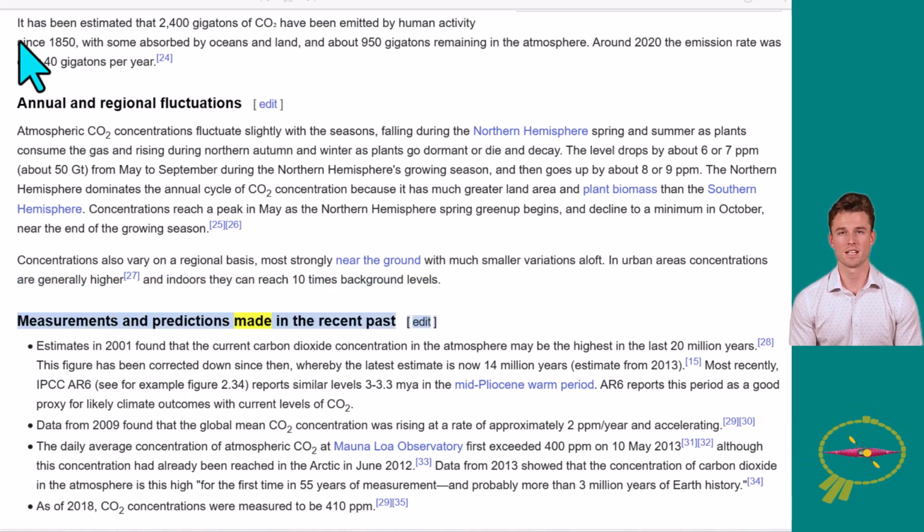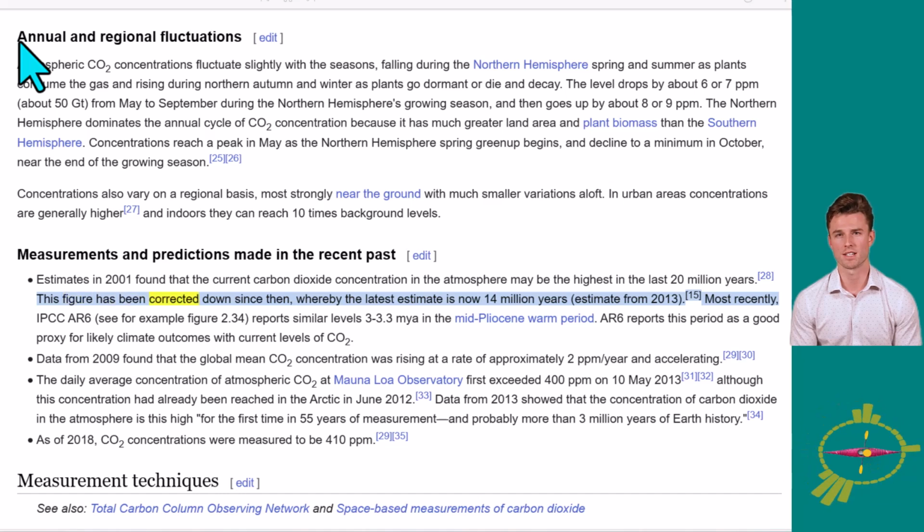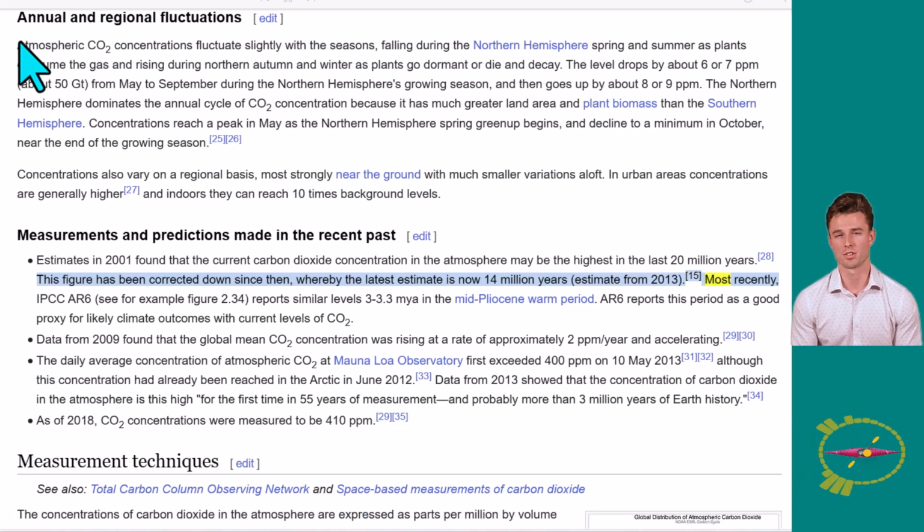Measurements and predictions made in the recent past. Estimates in 2001 found that the current carbon dioxide concentration in the atmosphere may be the highest in the last 20 million years. This figure has been corrected down since then, whereby the latest estimate, from 2013, is now 14 million years. Most recently, IPCC AR6, see for example figure 2.34, reports similar levels 3 to 3.3 Mya in the mid-Pliocene warm period.